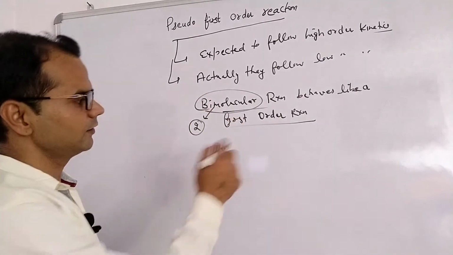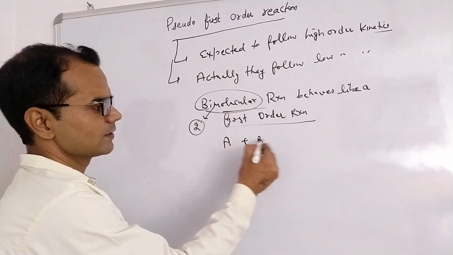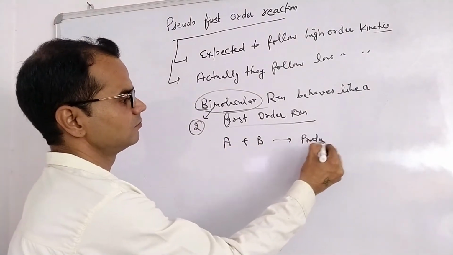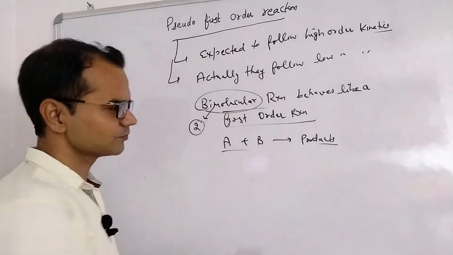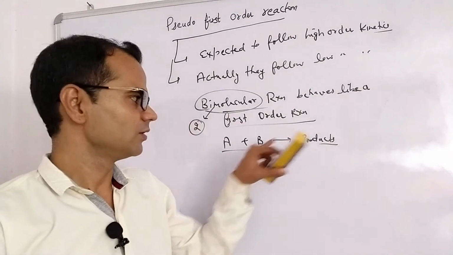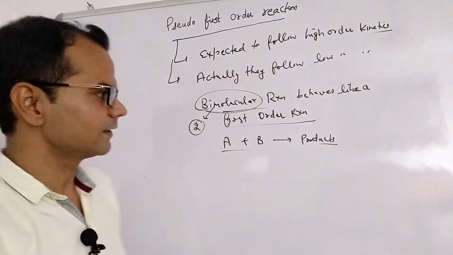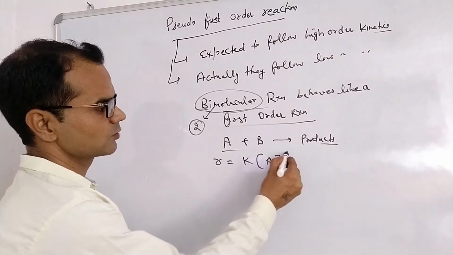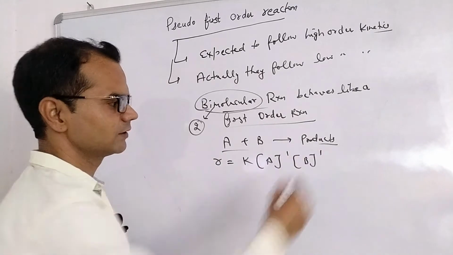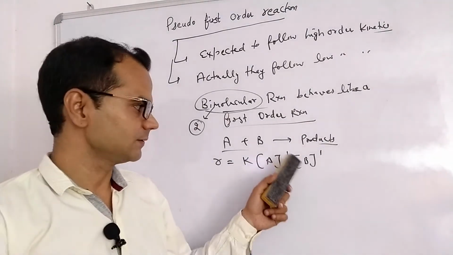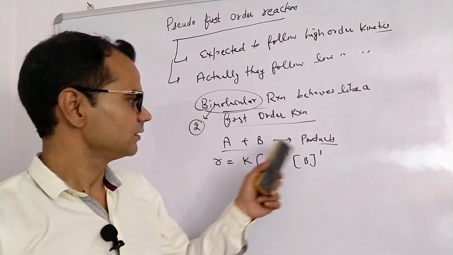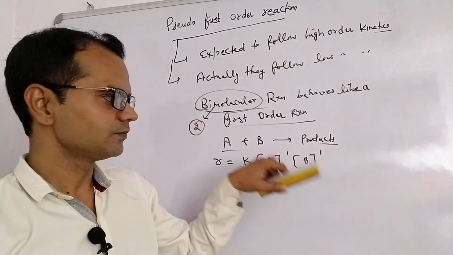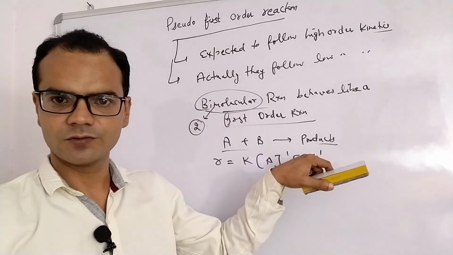For example, I have A plus B to give products. If I write the rate of reaction R equal to K [A]^1 [B]^1, this is a second order reaction. The sum of the exponent powers is called the order. So 1 plus 1 is 2.